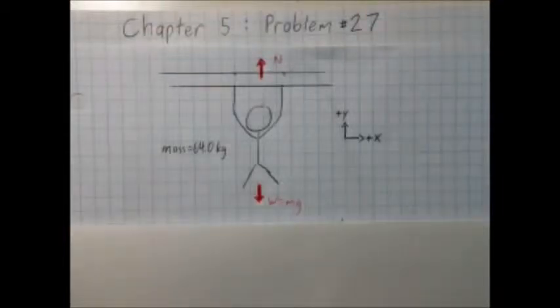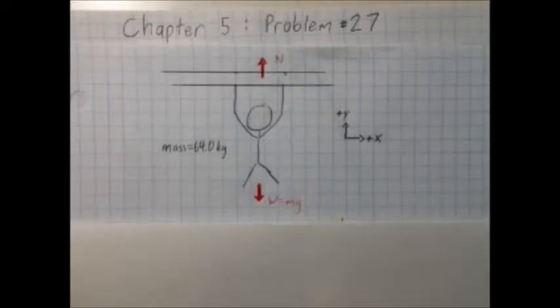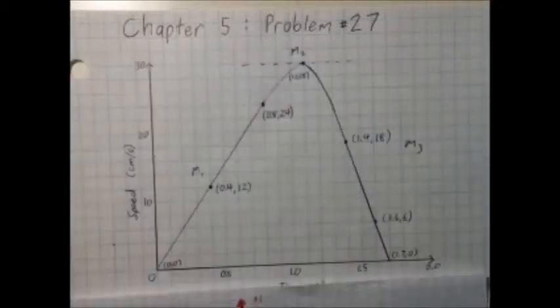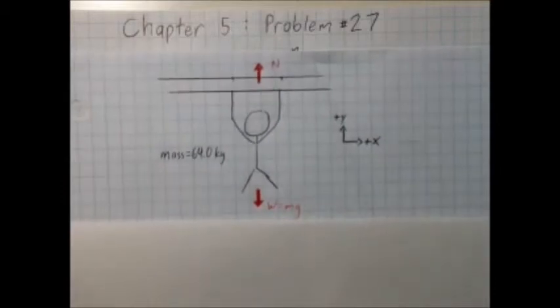Okay, hi everybody. Today I'll show you how to do problem number 27 from chapter 5. I can't show you the problem, but I'll read it out loud and you guys can follow along in your own textbook. So it says figure 5.27, which I have drawn over here, shows the speed of a person's body as he does a chin-up. Assume the motion is vertical and the mass of the person's body is 64 kilograms.